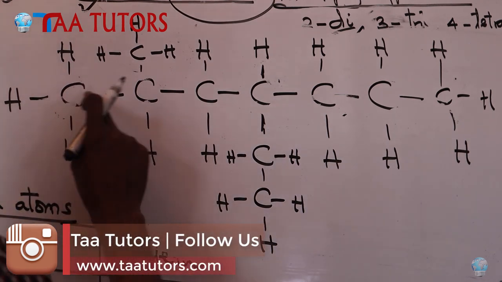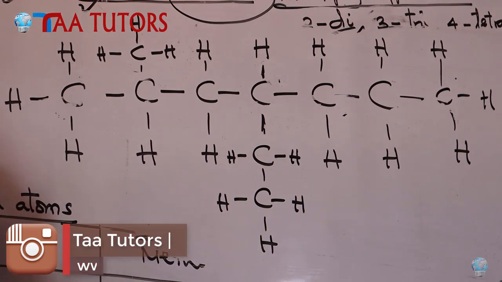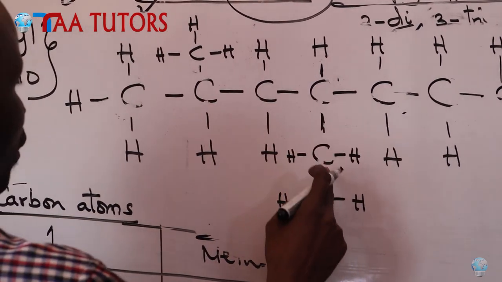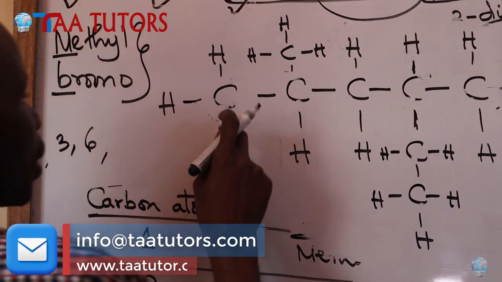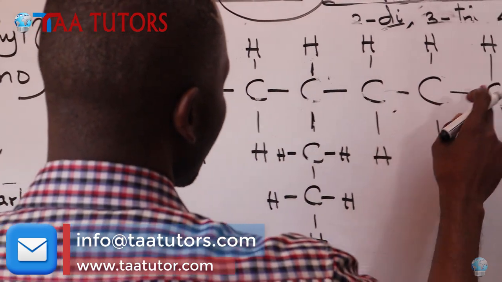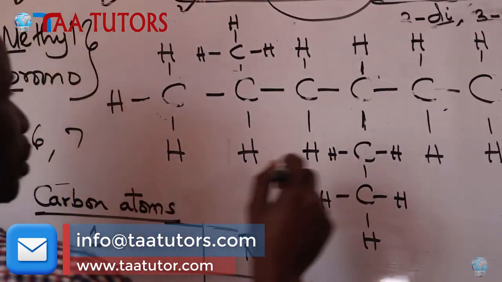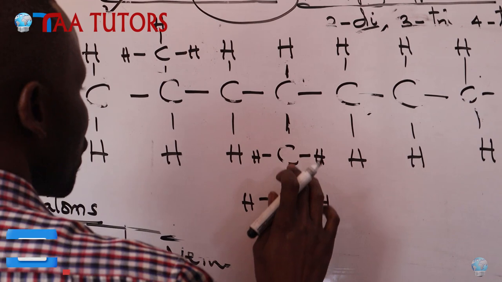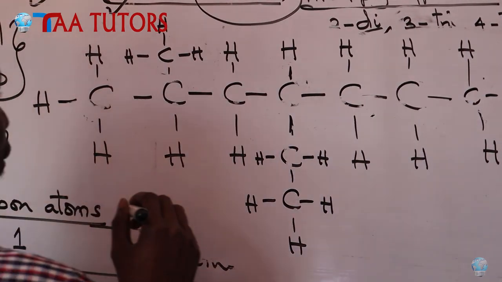If I start from here, 1, 2, 3. So there's a chain with 3 carbon atoms. 1, 2, 3, 4, 5, 6. There's a chain with 6 carbon atoms. 1, 2, 3, 4, 5, 6, 7. Chain with 7 carbon atoms. 1, 2, 3, 4, 5, 6. 6, we have identified that.